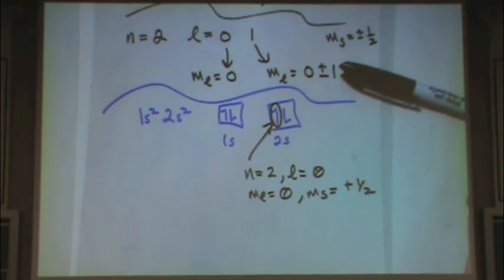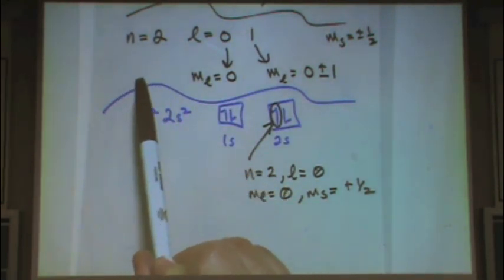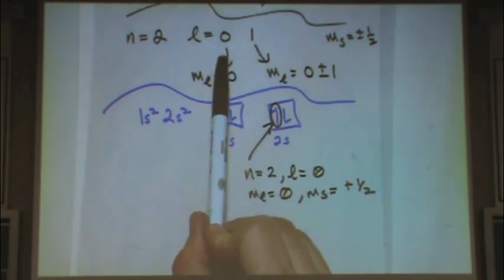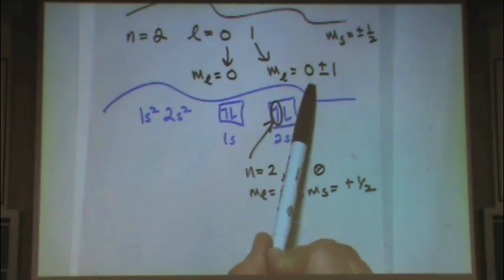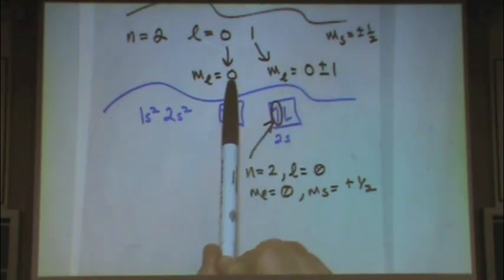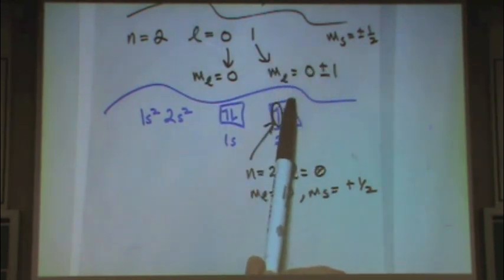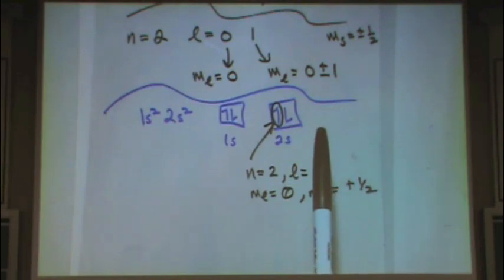Why is there 8 possible electrons? Because, for n equals 2, I was asking how many possible electrons could there be? Well, L is 0 or 1. The 0 has an m sub L of 0, and the 1 has 3 values. So there are 4 orbitals: for the 2s there's 1, for the 2p there's 3. Each one can hold 2 electrons, so 4 times 2 is 8.